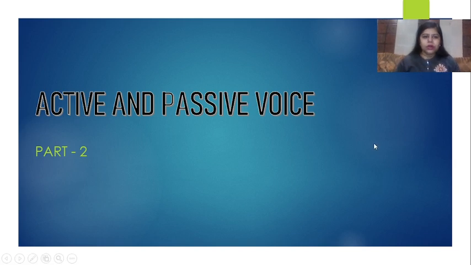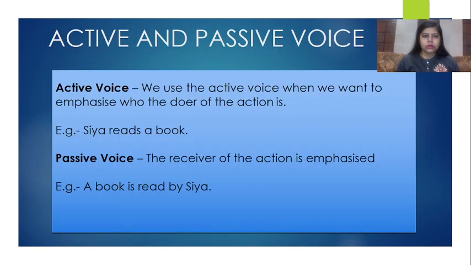So you can see the topic is written here very clearly: active and passive voice part 2, right? First of all, I'm just going to discuss why we change a sentence from active to passive voice. What's the need of this? It is written here, we use the active voice when we want to emphasize who the doer of the action is. We want to emphasize the subject.